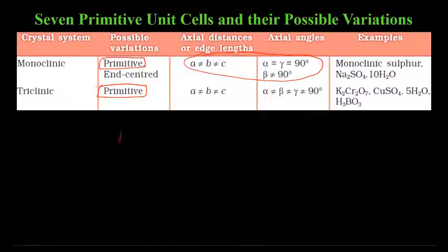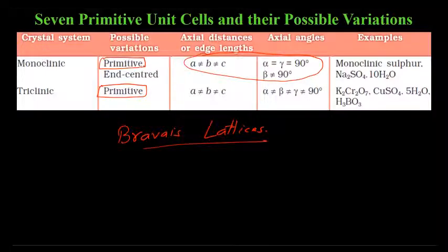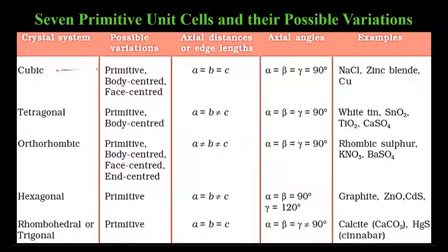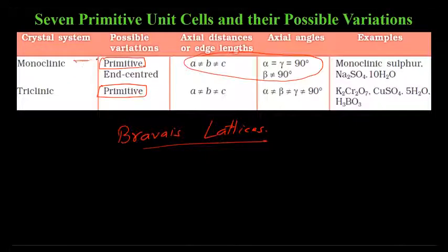These are called Bravais lattices, based on the name of the scientist. But total are 14: 1, 2, 3, 4, 5, 6, 7, 8, 9, 10, 11, 12, 13, 14. Major ones 7, but in total 14.